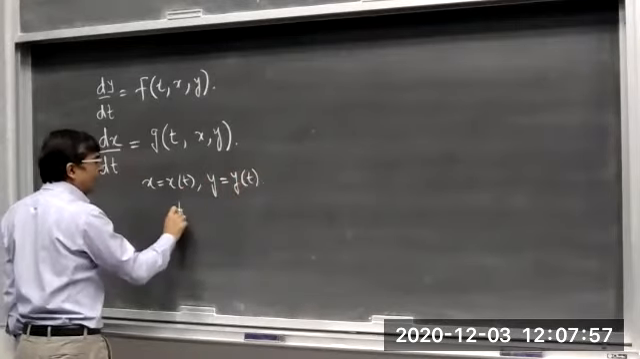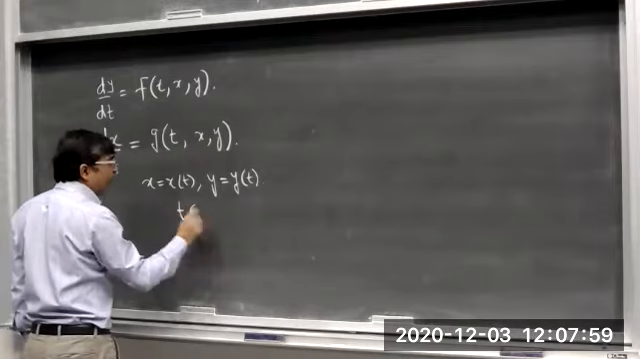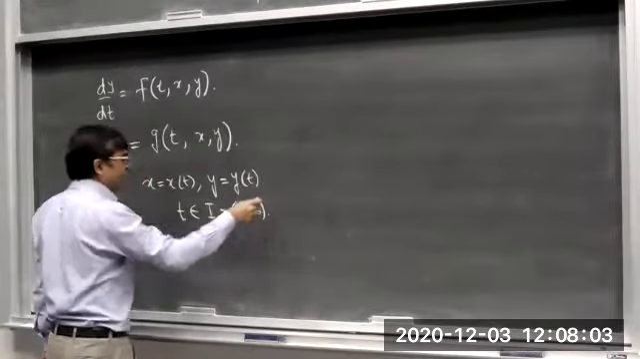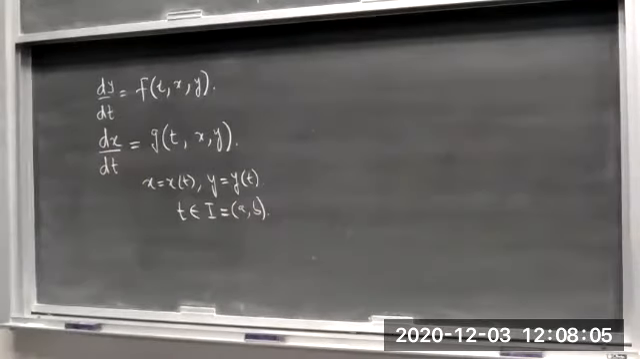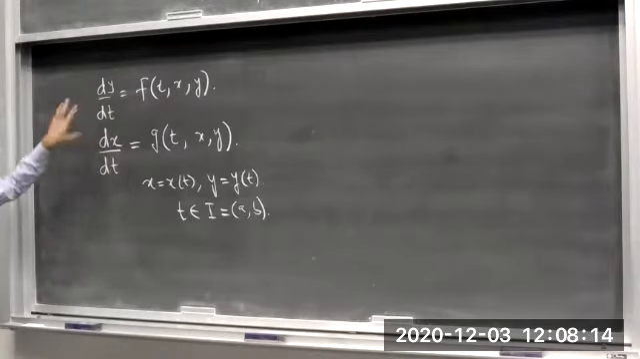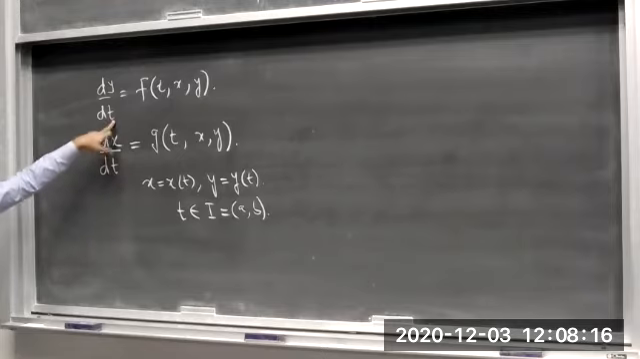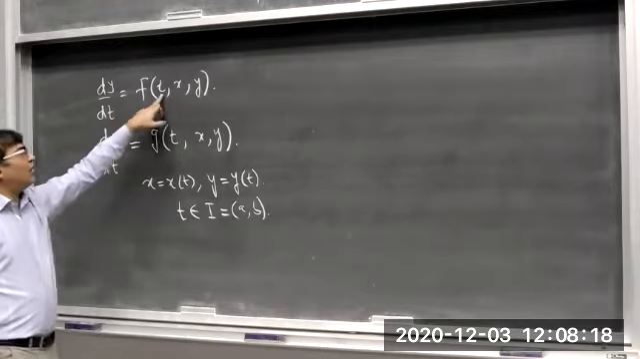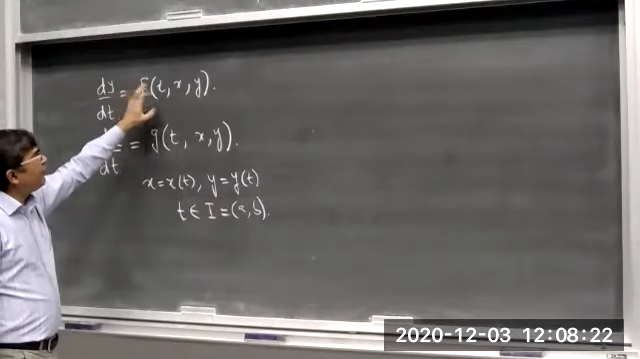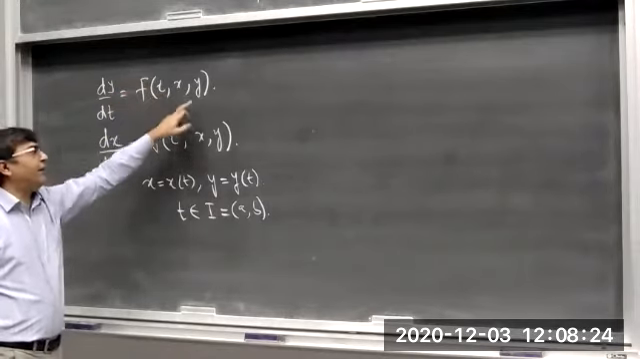t is only the independent variable, which belongs to some interval I, which could be (a, b), where a and b belong to R. y is dependent and x is dependent, and they depend on t because the derivative is with respect to t. So it could be a function f of t, the independent variable, and the dependent variables.